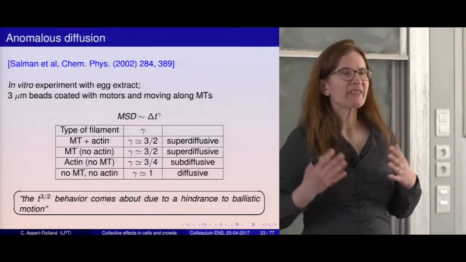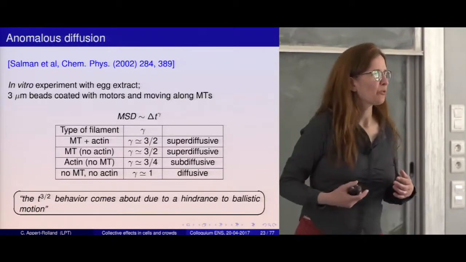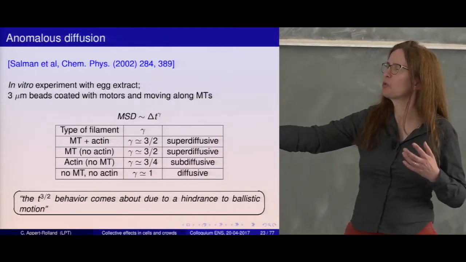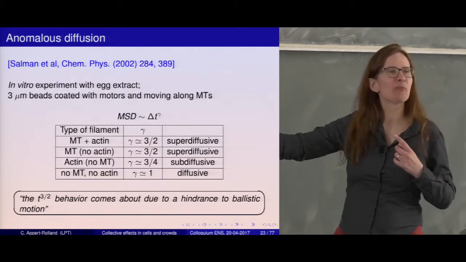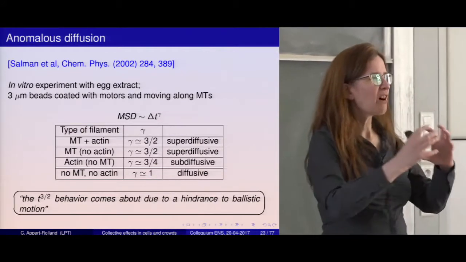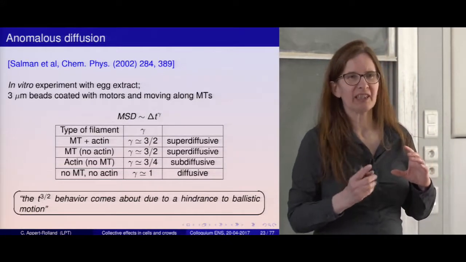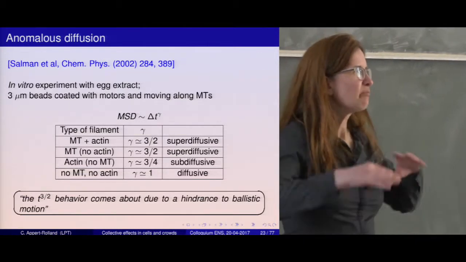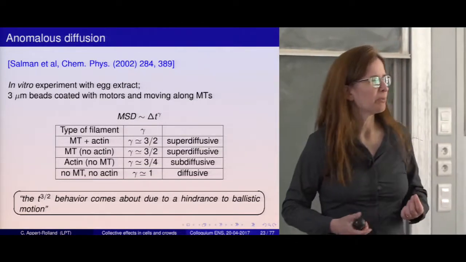What is interesting is the comment you find in this paper, which is quite representative of what people were believing at this time. They say, OK, we find some superdiffusion, but it comes from a hindrance to ballistic motion. So it means people were thinking this cargo motor complex should move ballistically along the microtubule. Well, we find only superdiffusion. This must be because there are some obstacles or something. So they have the belief that the motion must be ballistic.